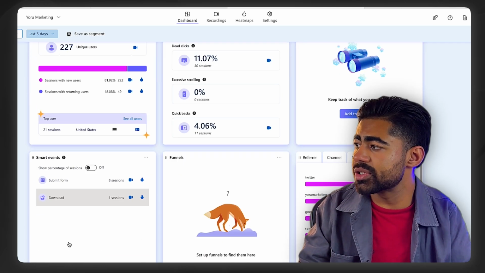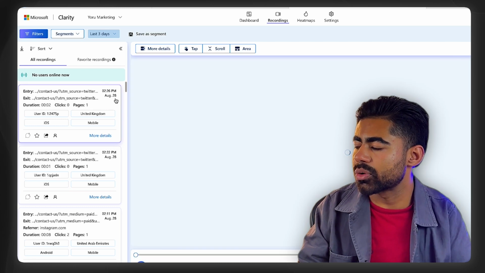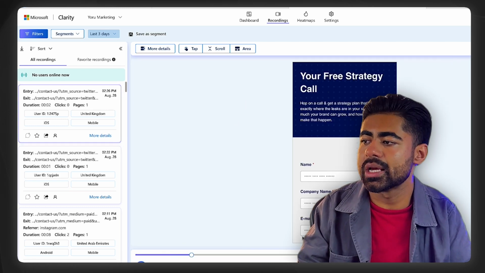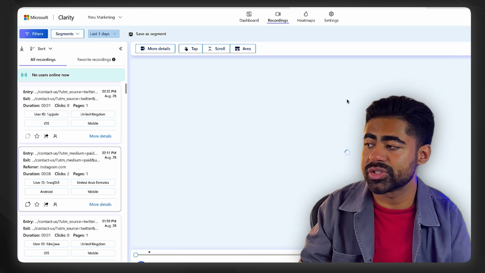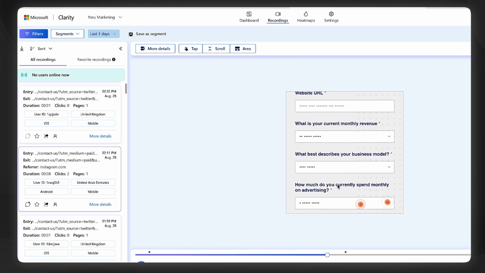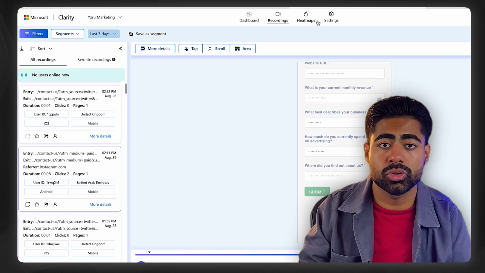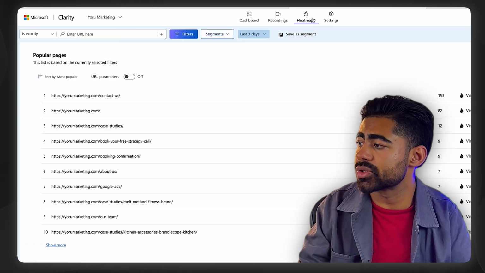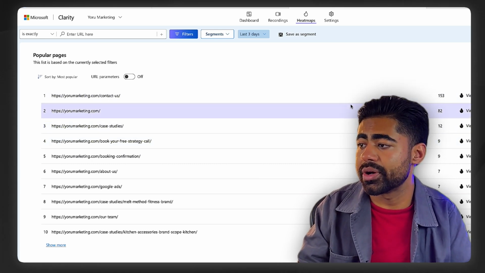But also, the reason why I like Microsoft Clarity is because if you go to recordings, you can actually see live recordings, or at least recorded recordings of people and what they did on their website. So this is for contact us form on my agency website, but I can clearly see where they're clicking, how they're scrolling, what they did, what they didn't do, etc., which is super important when it comes to understanding what you should be doing. And then you also get this heat map where it tells you basically where a lot of the traffic is, whether it's doing, etc.